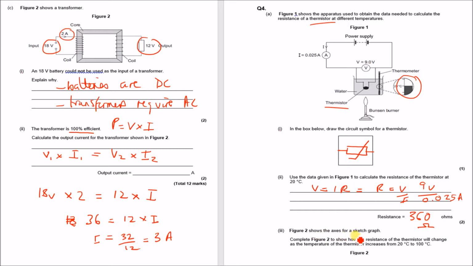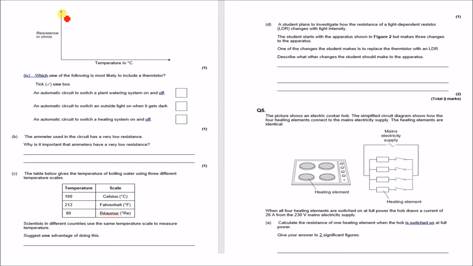Okay, so figure 2 shows the axes for a sketch graph. Complete figure 2 to show how the resistance of the thermistor will change as the temperature of the thermistor increases from 20 to 100 degrees C. So as the temperature increases, the resistance decreases. So you're going to get some kind of curve that looks something like that. So the resistance is going down as the temperature is increasing, but the resistance would never be 0, so just bear that in mind. You're never going to have no resistance, so you can't have the curve coming to this value here. It's never going to be 0, but it will be lower than you started with.